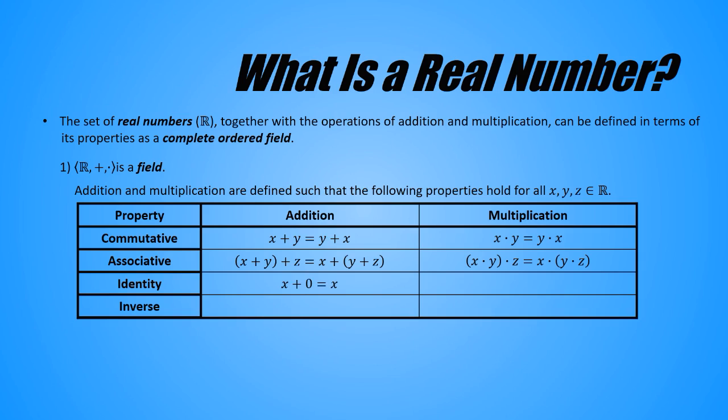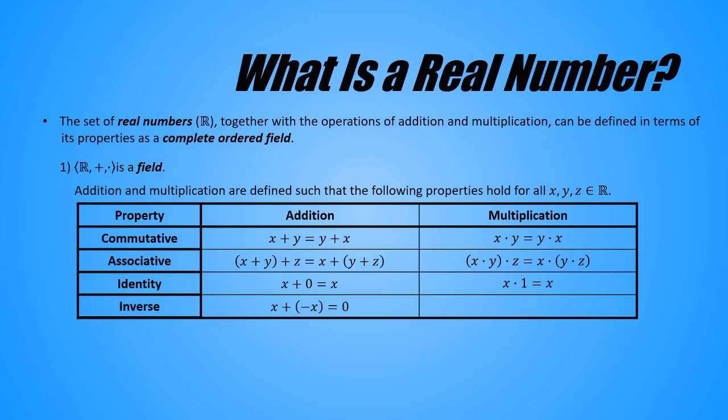The additive identity element is the only element that, when added to x, returns x. In R, the additive identity is 0. Likewise, the multiplicative identity element is the only element that, when multiplied by x, returns x. In R, the multiplicative identity is 1.